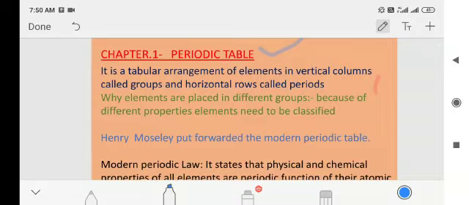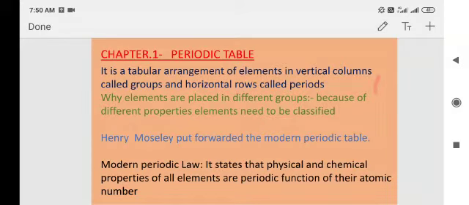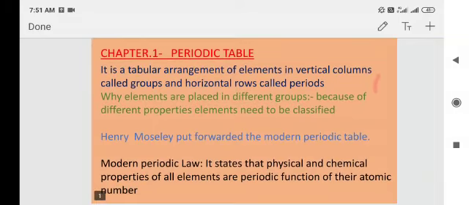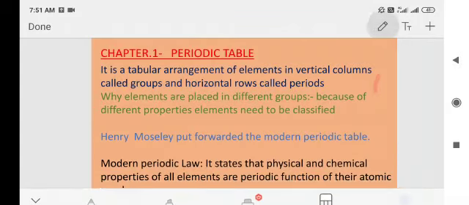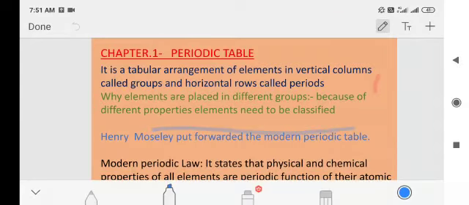So, the periodic table is an arrangement of elements in vertical columns called the groups and horizontal rows called the periods. What do we mean by vertical columns? Vertical columns are just like this, going down. In chemistry, we call them groups, and horizontal rows means it goes like this. Horizontal rows. In chemistry, we call this arrangement periods.